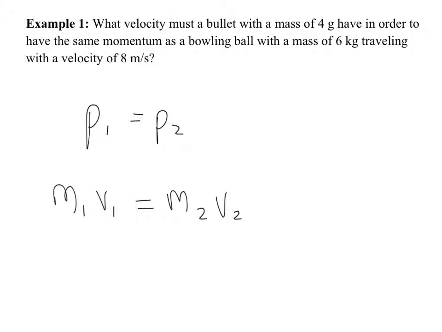What could you do at this point if you want to? Yeah, you could plug in numbers at this point. You could plug in numbers and solve, or you could solve generically. Either way works. Which of them are you going to call object 1? Doesn't matter. The bullet? Okay, so the bullet is object 1. Therefore, the mass of the bullet, which is 4 grams, is really how many kilograms?